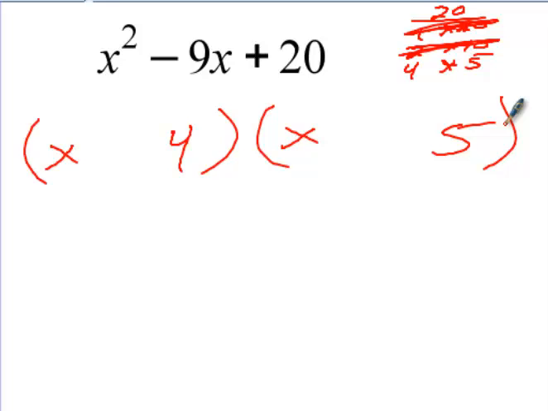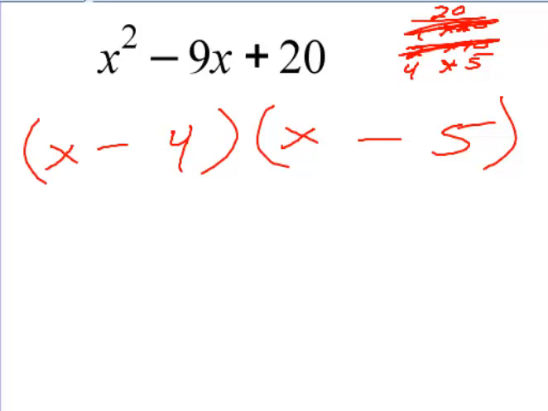Two negatives or two positives. So if the sign on C is a plus, what that means is that the signs inside the parentheses have to what? They have to match. Because a negative times a negative is positive, and a positive times a positive is positive. So they're either both plus signs or both minus signs if C is positive. And they're going to match B. So what's the sign on B? Negative. So both of these are negatives.